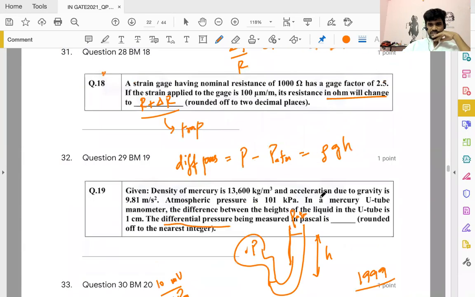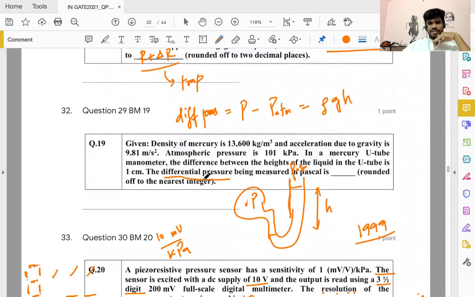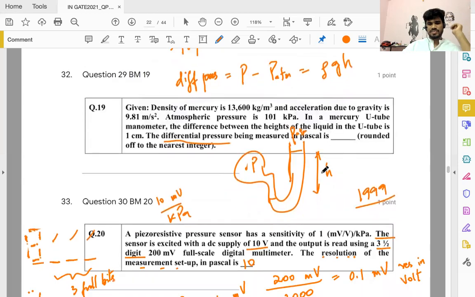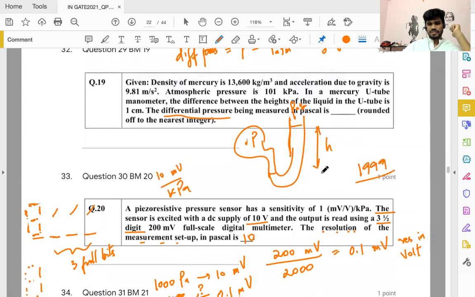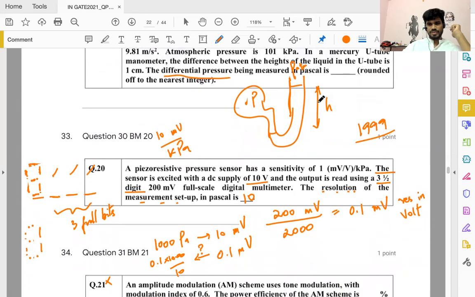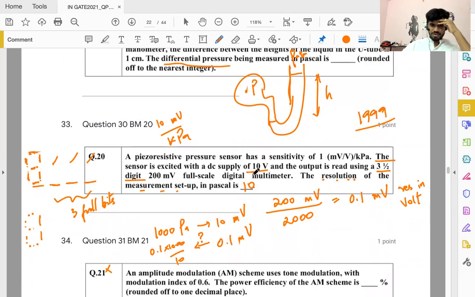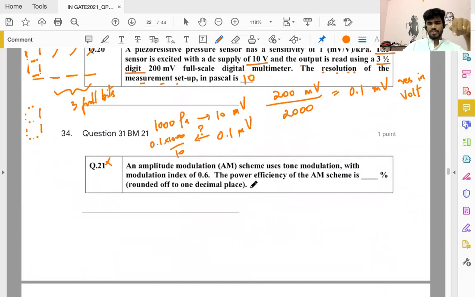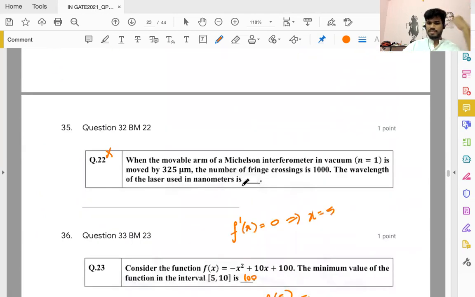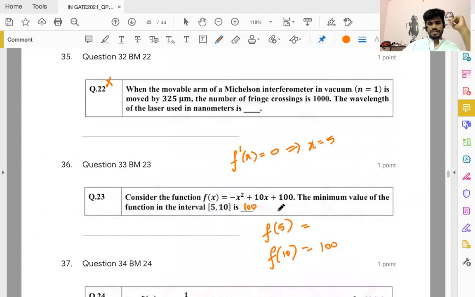Directly gauge factor, easy. They're asking for differential pressure. That might be a minor thing, but let's note that down. This is, let's say, moderate. So there is 1 mark here. 3.5 digit meter, we don't know what it is. Moderate. So plus 1 here, plus 1 here. AM, we don't know what it is. Michelson, we don't know what it is. Plus 1. Then this is easy.